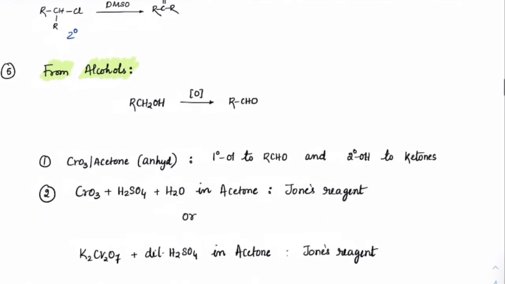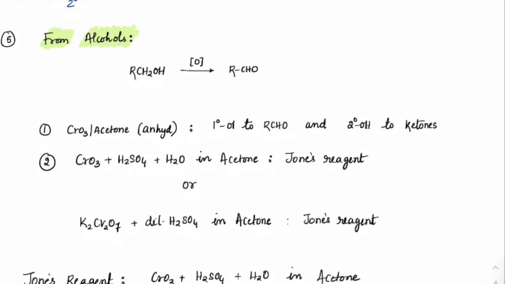This we have done already. It should make a good revision for you. I would suggest all of you focus properly and revise each and every reagent, because I'm covering almost 13 known reagents now. See, first reagent: CrO3 in acetone, anhydrous, without water. Without water, primary alcohols will end up at aldehydes, secondary alcohols will end up at ketones. Always remember that. Now, the minute I add water in acetone with H2SO4, you call that Jones reagent.